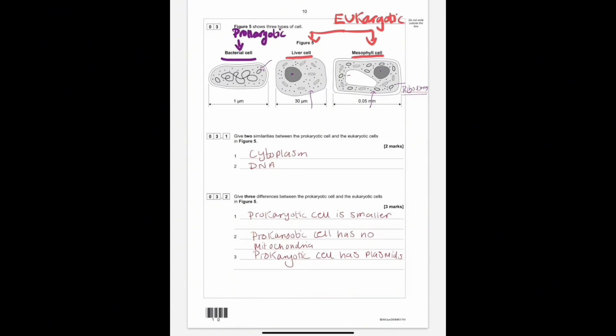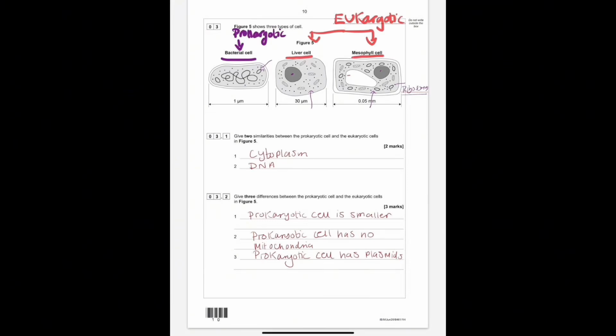And again, it says use figure 5. This is where you're going to get your answers. Now, you can use your own knowledge. A lot of students will know that prokaryotic cells have no nucleus. Okay, so they do not have a nucleus. What I've done is I've not written that down over here, but that is one of the most obvious answers that you can write down.